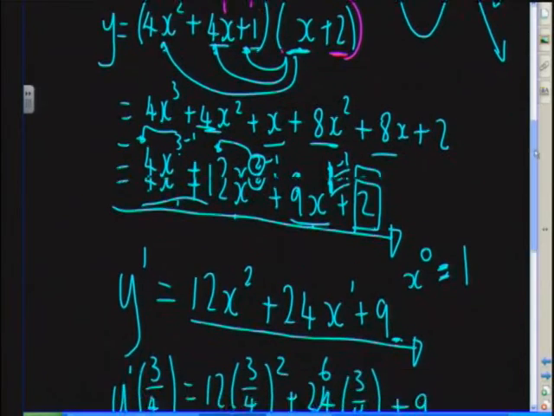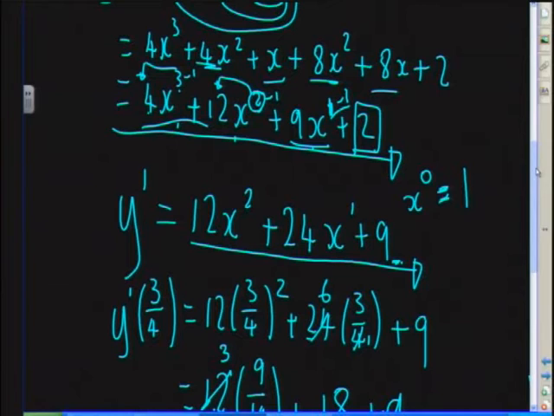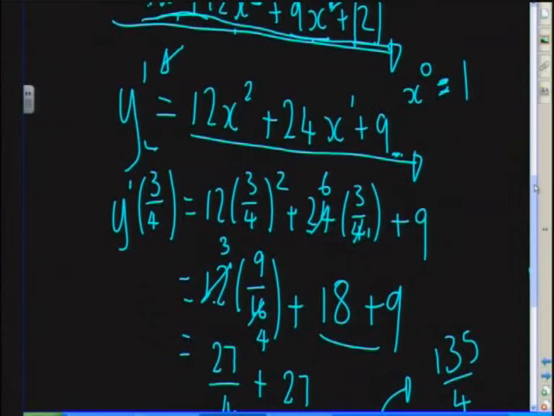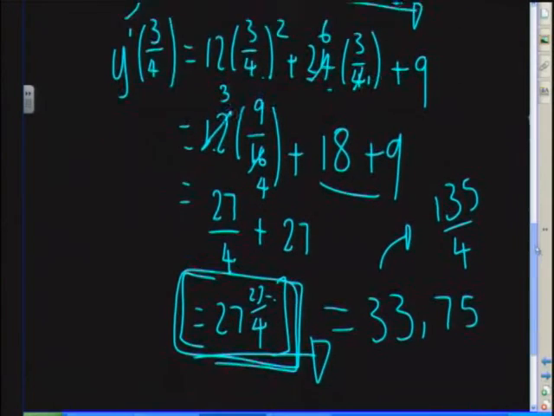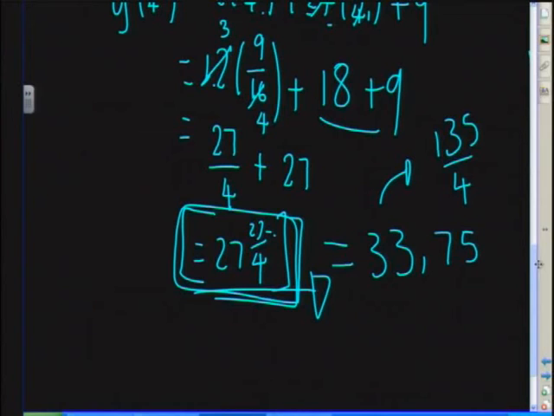Because we need to find the gradient of the straight line, we know that the gradient of the tangent is equal to the gradient of the curve at the point of contact. So I derived the gradient of the curve, because remember, when you derive that, you get the gradient. I got 12x squared plus 24x plus 9. And then I substituted the point of contact, which was 3/4, in place of x, and I simplified it all without a calculator, and I got to 27 and 27/4, which was really not looking very nice.